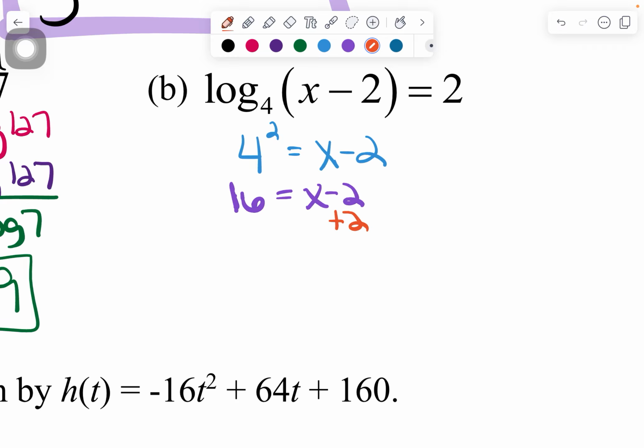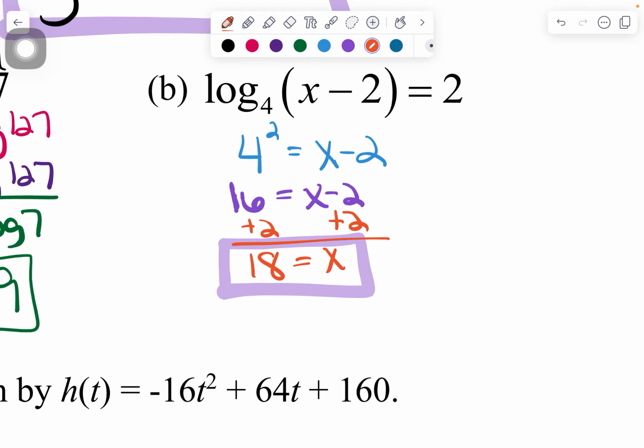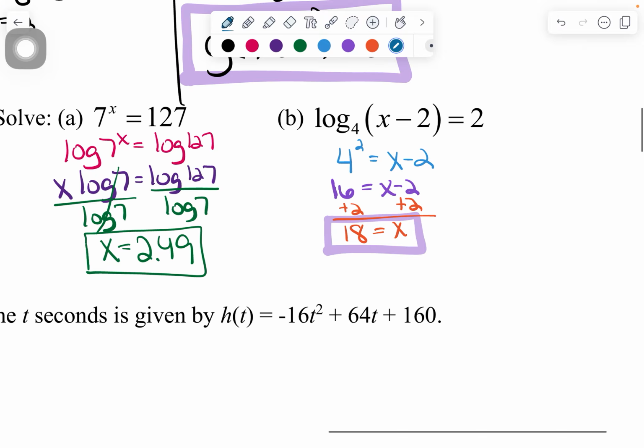To solve this, let's add 2 to both sides. So 16 plus 2 is 18. Quick double check: make sure that this value for x keeps this whole argument positive. So yeah, 18 minus 2 is absolutely a positive value. So that is the correct answer for part B. All right, so that's number 4 done.